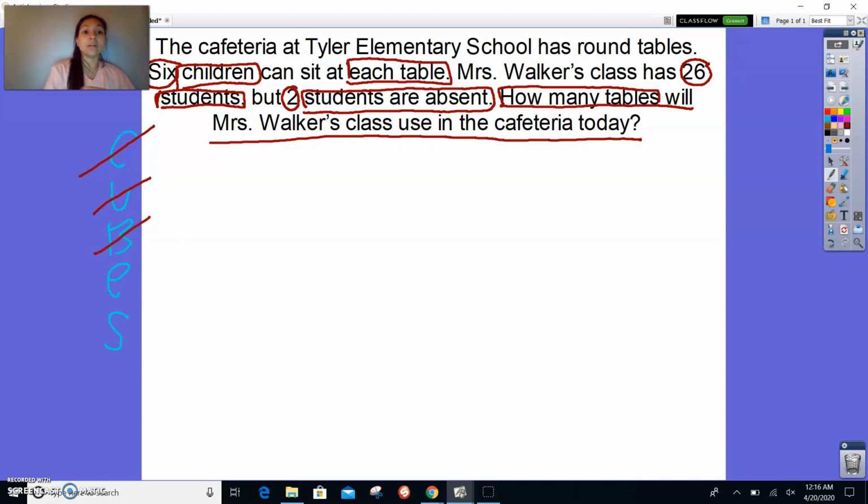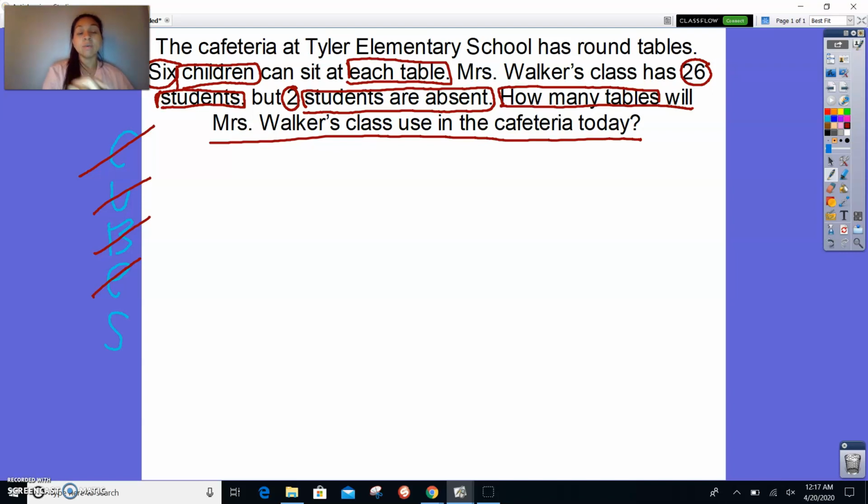I need to go and see, do I have any information that needs to be eliminated? Do I really need to know that they're round tables? No, but I wouldn't consider that extra information just because it's not giving me anything that I don't need. It's just giving me extra details. So I'm going to say that there's no information that we need to eliminate. So I'm going to cross out that E. I know that I have checked to make sure that there's no extra information.